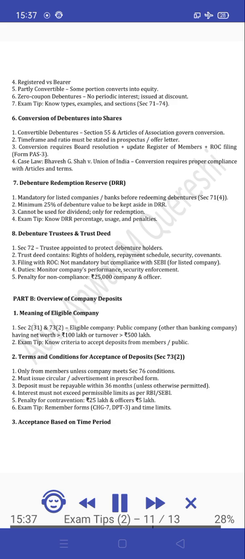4. Case law. Bhavesh G. Shah vs. Union of India. Conversion requires proper compliance with articles and terms.